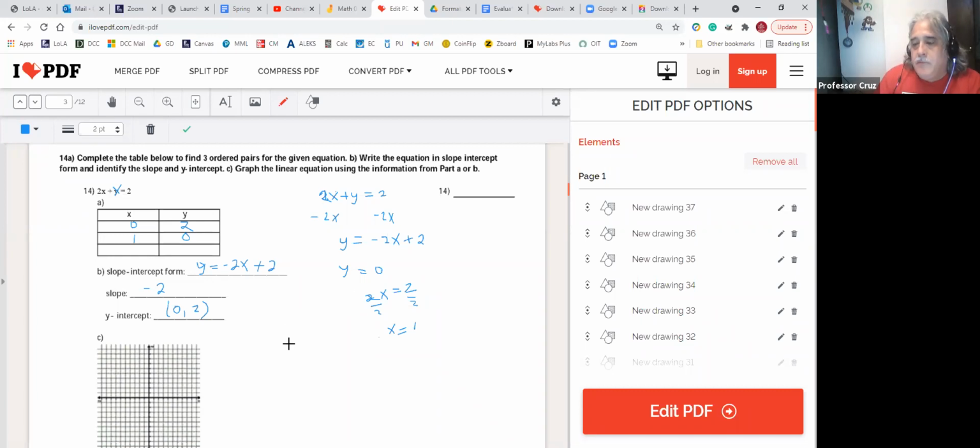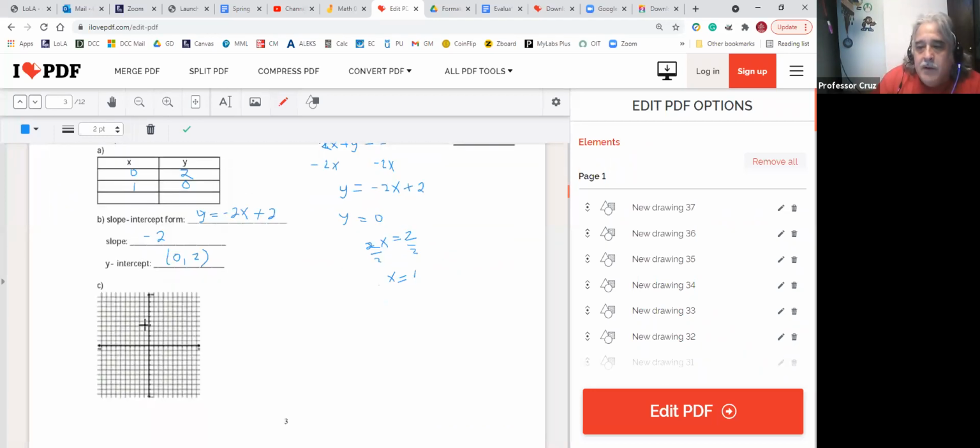All right, so now let's try to find another point. Now let's put these on here. So 0 and 2 is right there. That's the 0, 2. X, no movement, 2 up. 1, 0 is right there.